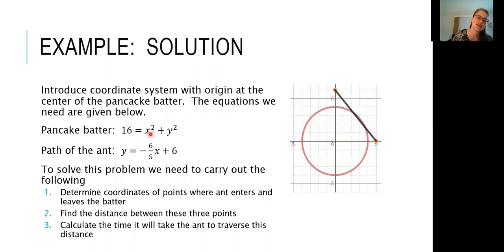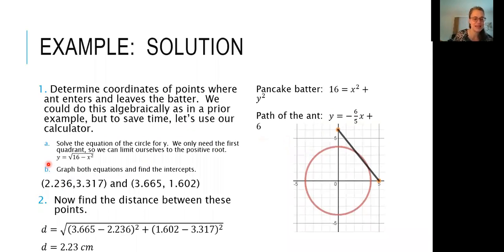So what I'm going to do is solve the equation of my circle for y. I only care about the positive y's because I am in quadrant 1. When I do that, I get this expression right here. Now, we could say that equals negative 6/5 x plus 6, set that up and do our algebra. It's going to get kind of ugly, but you can do that.